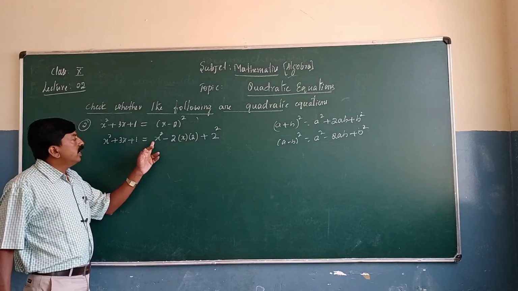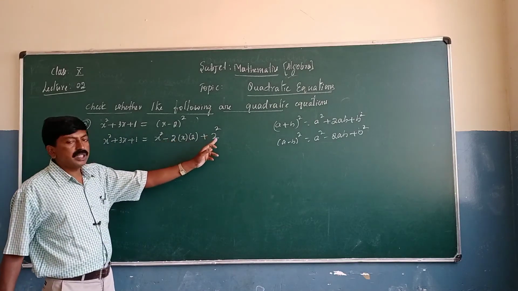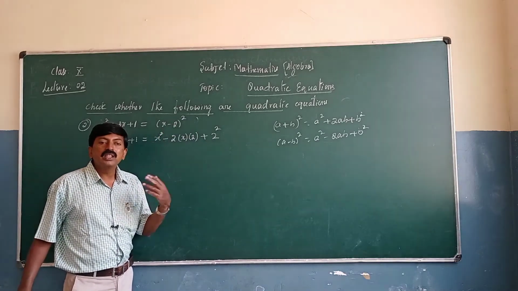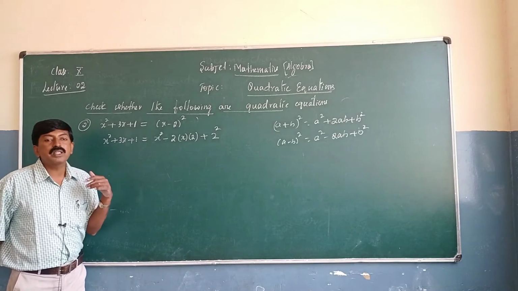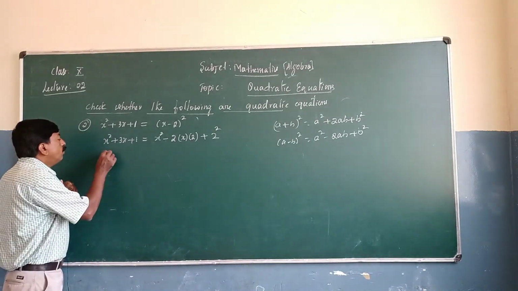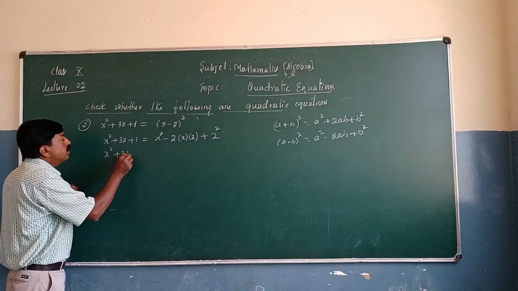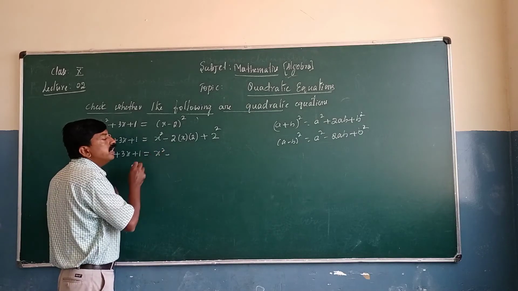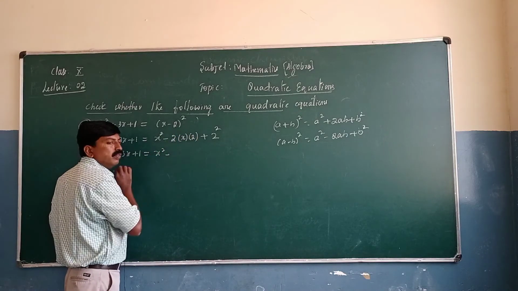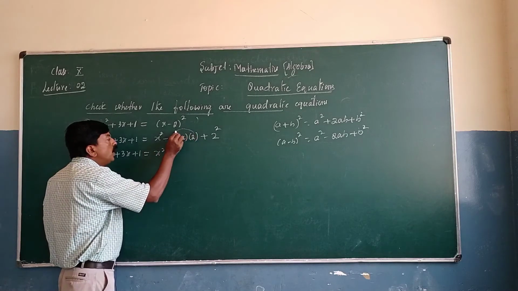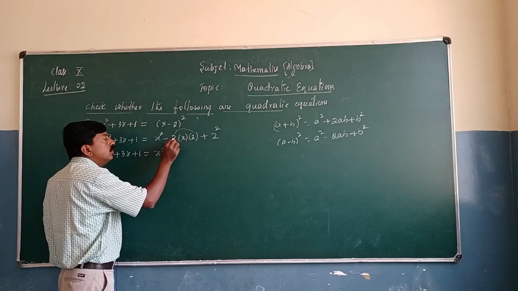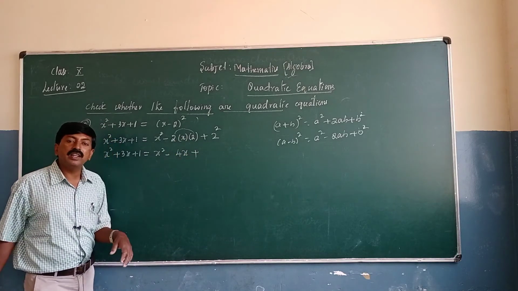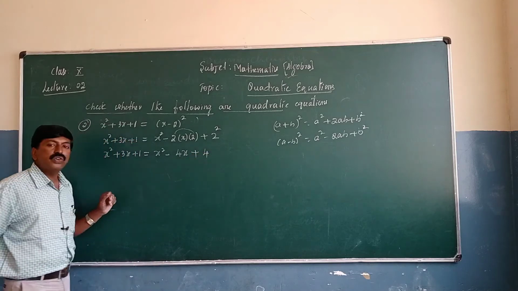Once again look here, a square minus 2ab plus b square, where a is x, b is 2. So like this, you have to identify the corresponding numbers. Now, x square plus 3x plus 1 is equal to, again, x square minus 2 into x into 2. First you can multiply 2 and 2. 2 2s are 4. 4 into x, which is 4x, plus 2 square. We know that it is 4.